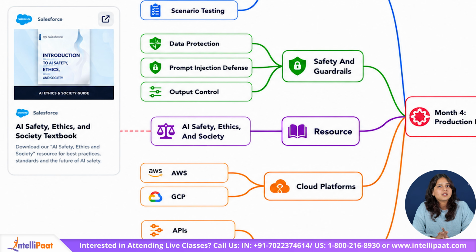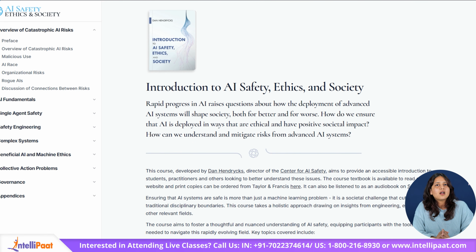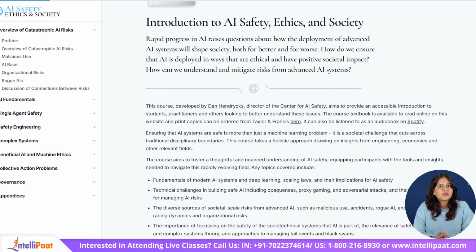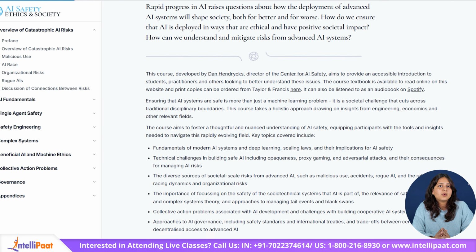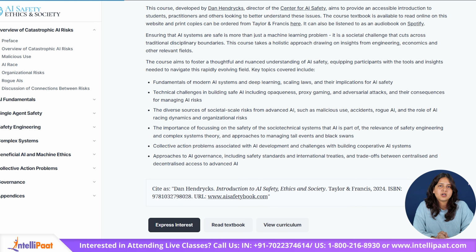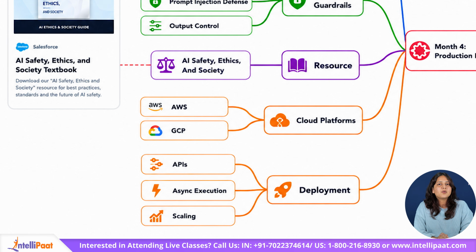For this, you can explore the AI safety ethics and society resource. It helps you understand how to design AI systems that are not just functional but also safe, reliable, and aligned with real world constraints, which is a key requirement when deploying agentic AI in production environments. Then we move to deployment.